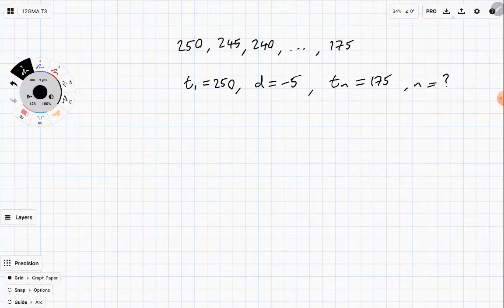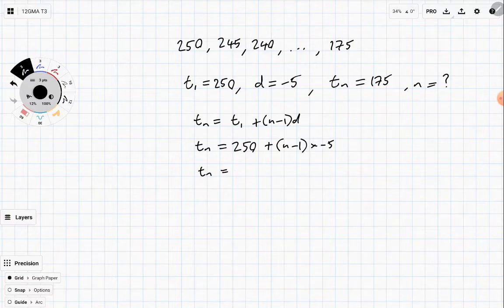So into our equation, we've got Tn equals T1 plus (n minus 1)d, substitute in. Expand the brackets. Now remember with the brackets, it switches the sign, so we get plus 5 when we do minus 5 times minus 1. And that means we're left with 255 minus 5n. And now we're going to use it, so sub in Tn equals 175.